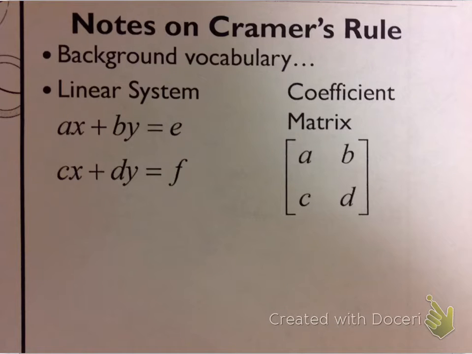Okay, Cramer's rule is one additional method for solving linear systems, and it requires that you use multiple determinants to find the solution to the system. So just obviously a quick review of our basic vocab. I want to remind you that if these are the coefficients to your equations, then those would go in your coefficient matrix. And that's something we've been utilizing every day, so I don't think that's anything new.